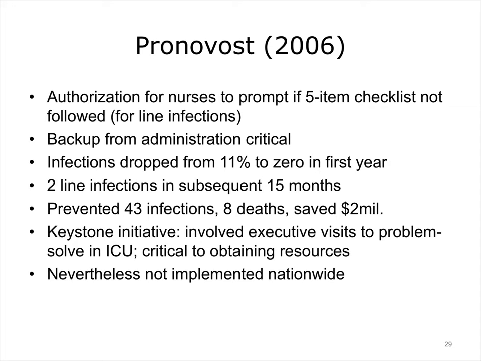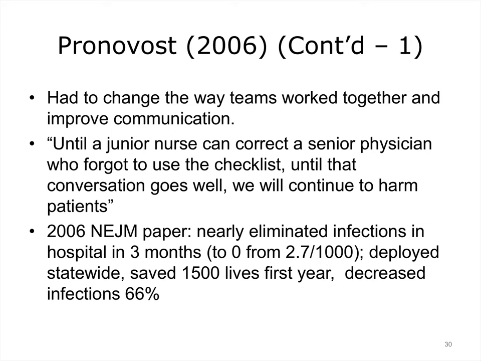The combination of checklist use and correction by nurses led to dramatic reductions in infections, which dropped from 2.7 out of 1,000 patients to 0 in 3 months. When the system was deployed statewide in Michigan, it is estimated to have saved 1,500 lives in the first year, decreasing infections 66%.